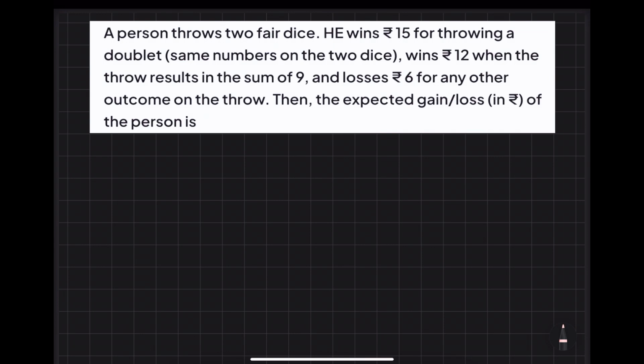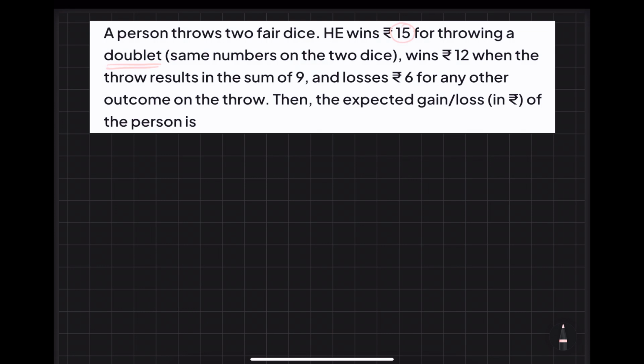So, we got a wholesome new problem which says a person throws two fair dice. So, two fair dice are being thrown. He wins rupees 15 for throwing a doublet. Doublet means the same number. So, if he throws 1-1, 2-2, 3-3, 4-4, 5-5, 6-6, he will win 15 rupees.